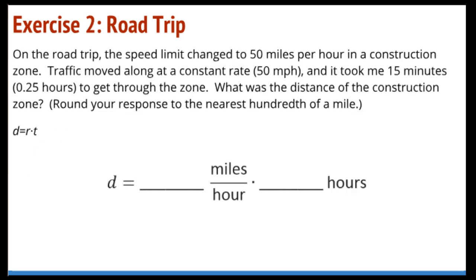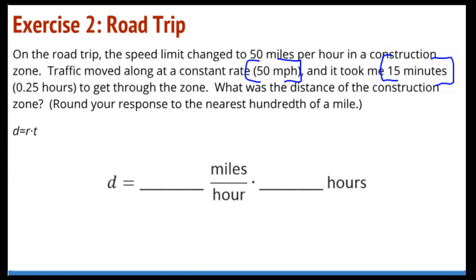Okay, so on the road trip, the speed limit changed to 50 miles per hour in a construction zone. Traffic moved along at a constant rate, 50 miles per hour, and it took 15 minutes. So I'm noticing here that I have my rate, and I have a time. What was the distance of the construction zone?